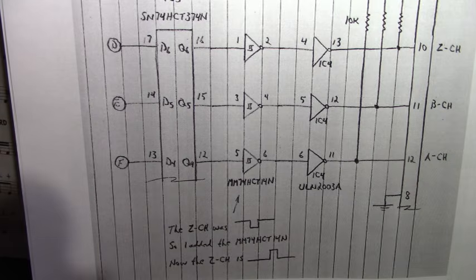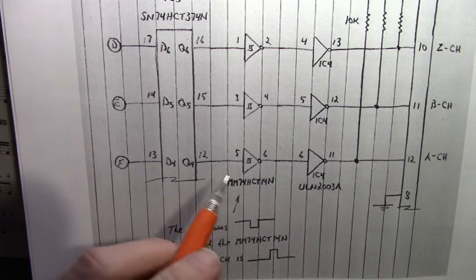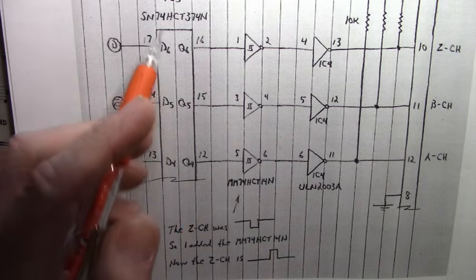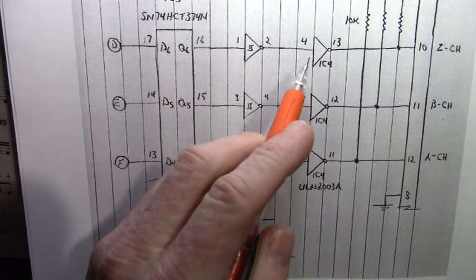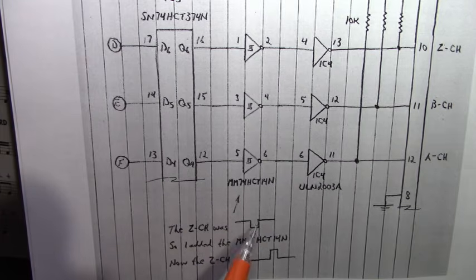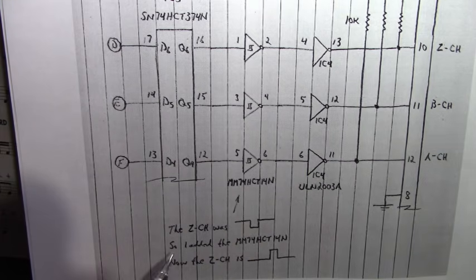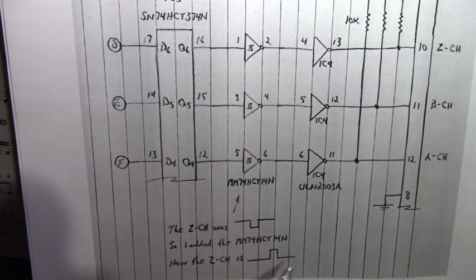Here are the modifications I was just talking about. I used a 74HCT14, and that inverted the output of the 74HCT374 before it reached the input of the ULN2003. And down here you can see what it looked like before the inversion. Before the inversion, the Z channel was mostly high, then went low. This is on the open collector side. And after the inversion of the 74HCT14N, it looked like this: low to high to low. And that's what you want with your pulse right there.